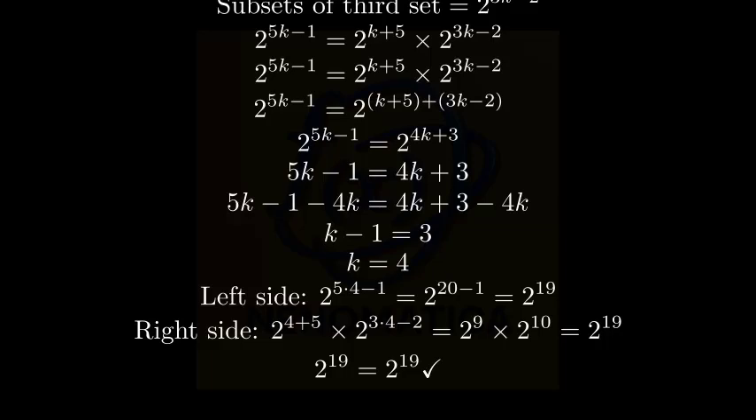For the right side, we have 2 raised to the power of 4 plus 5 times 2 raised to the power of 3 times 4 minus 2, which is 2 raised to the power of 9 times 2 raised to the power of 10, which equals 2 raised to the power of 19. Both sides equal 2 raised to the power of 19, confirming that k equals 4 is our solution.